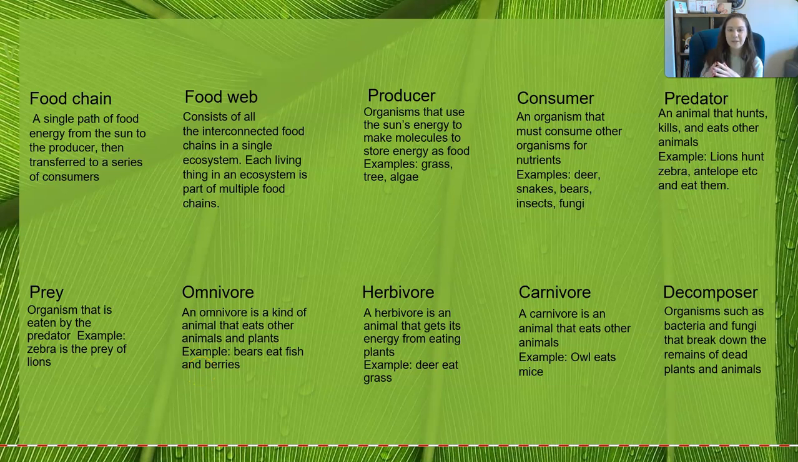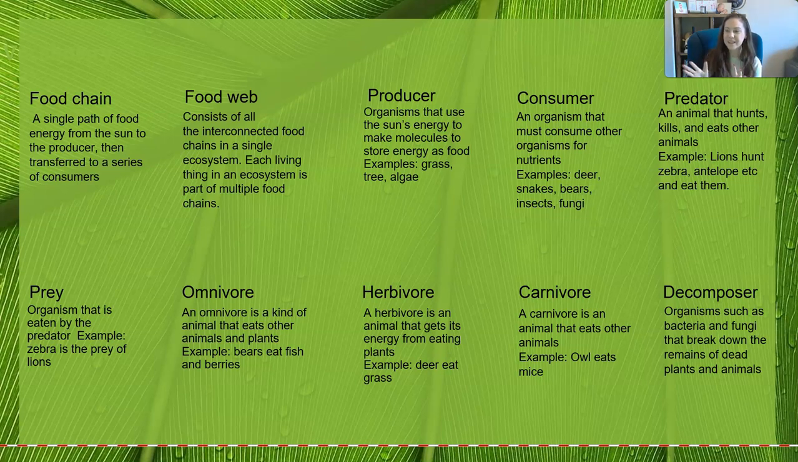Hi, you guys. Today we're talking about energy flow through an ecosystem. So, what we mean by this is how an organism is going to pass on its energy to another organism. How do they do this? By being eaten by that organism.